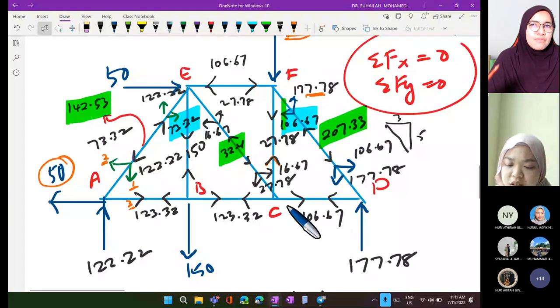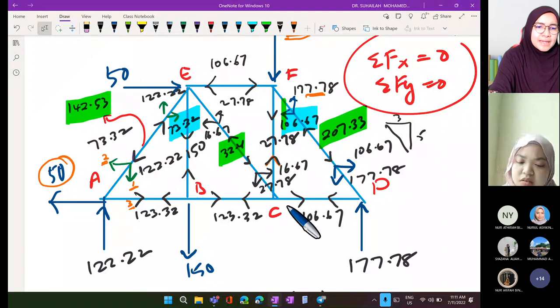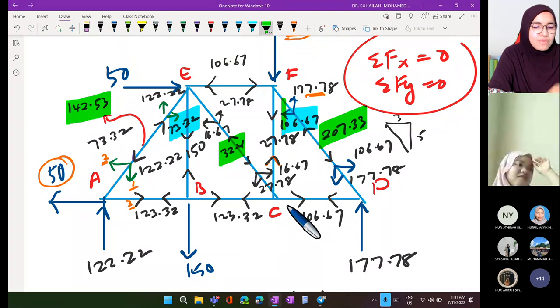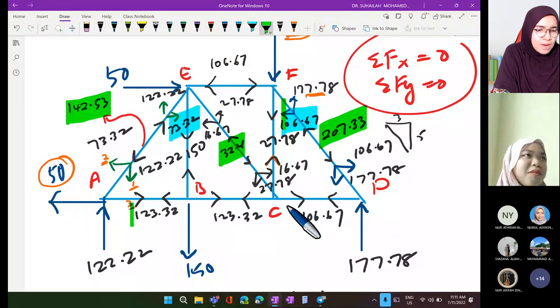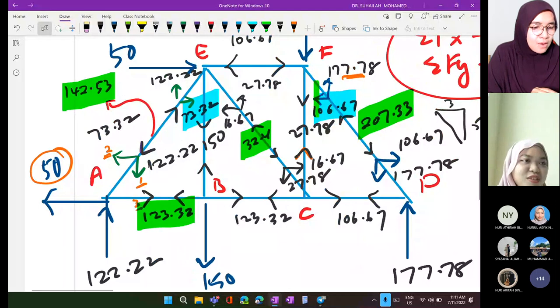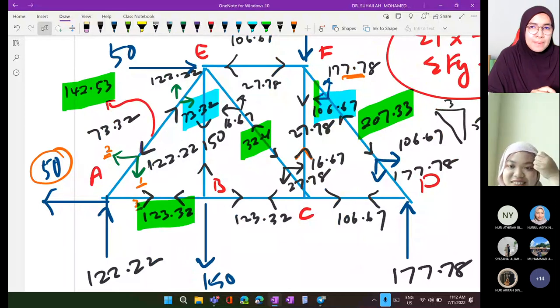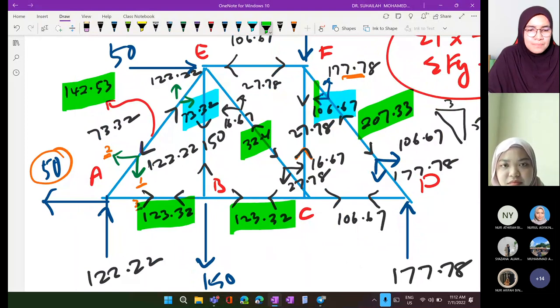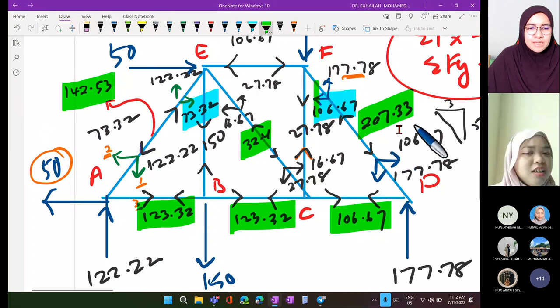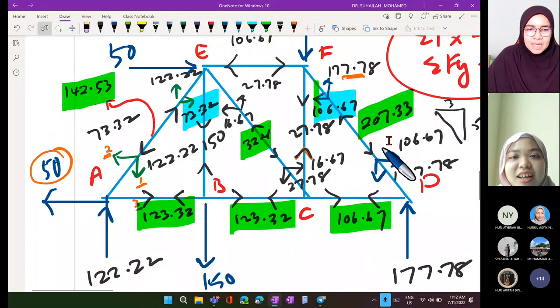Okay, so the member forces, saya highlight dengan color biru ya, color hijau for all member forces. We have AB negative 123.33, BC positive. Okay, 123.32 for AB is negative, BC is positive 123.32. CD is positive 106.67. DF is 207.333. This one is negative 207.33.